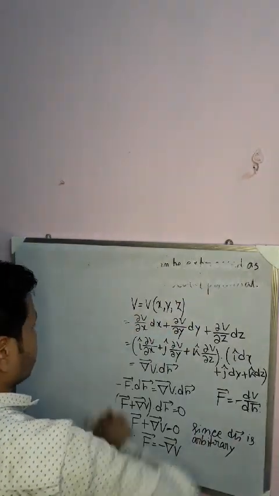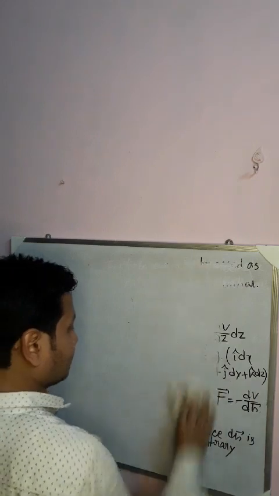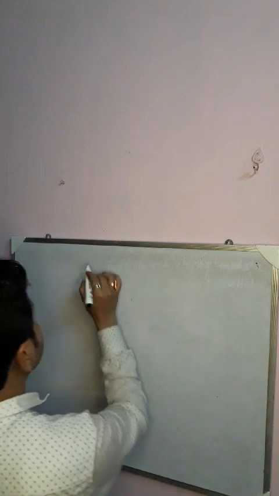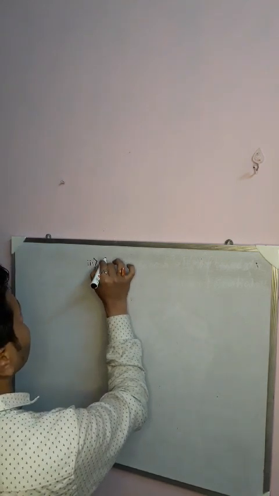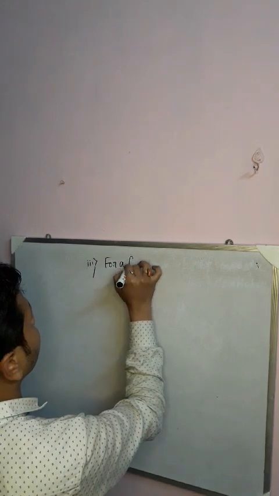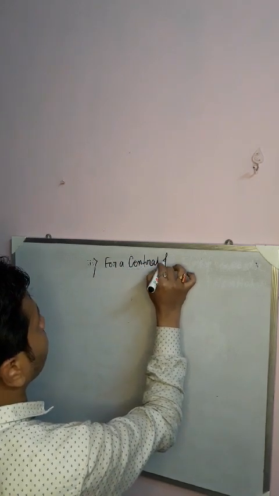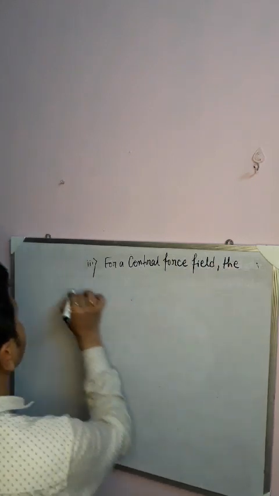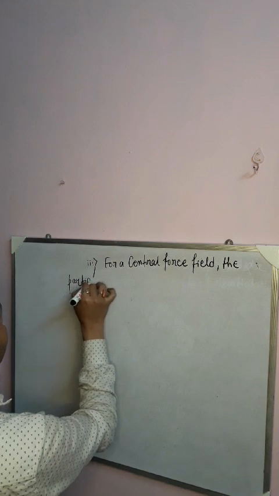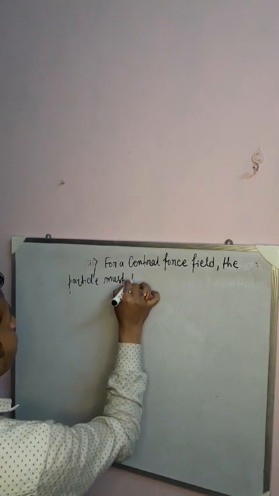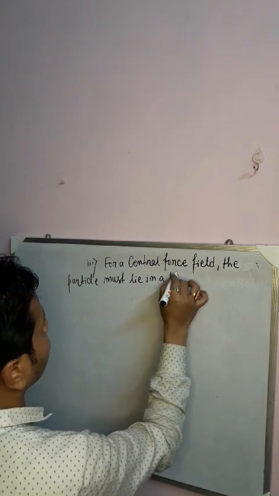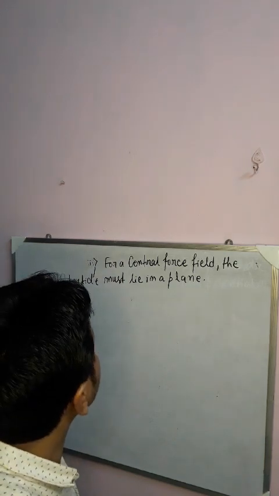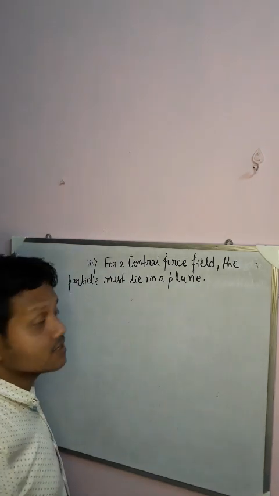Now what is the third property? Let us check. Thus, for a central force field, the particle must lie in a plane. For a central force field, the particle must lie in a plane. So how can we justify it?